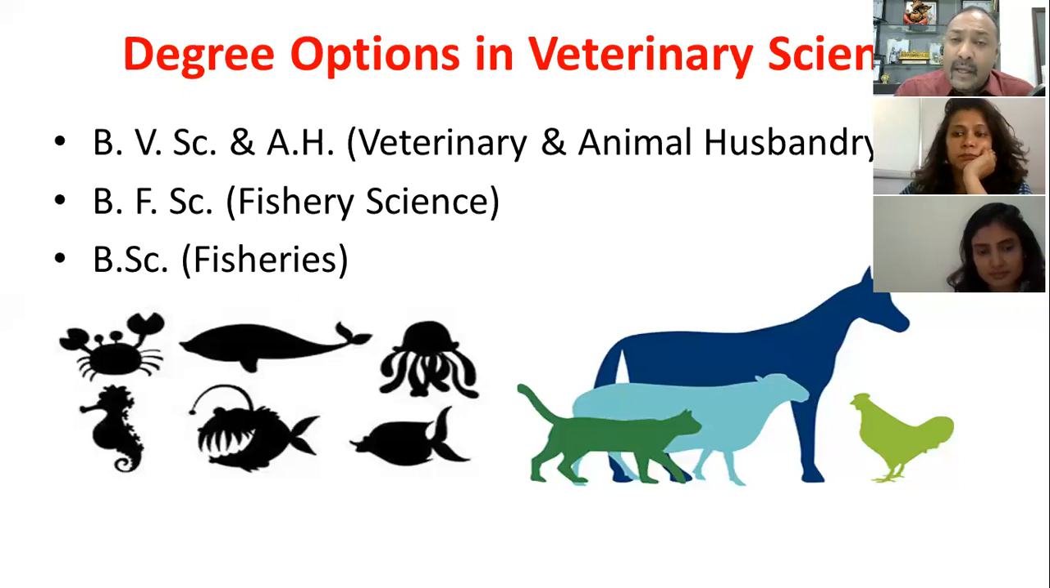Also, you can go for either veterinary sciences or fishery sciences, where you have 5.5-year Bachelor of Veterinary Sciences and Animal Husbandry course. You can also go for BFSC, Bachelor of Fishery Sciences, or BSc in Fisheries.